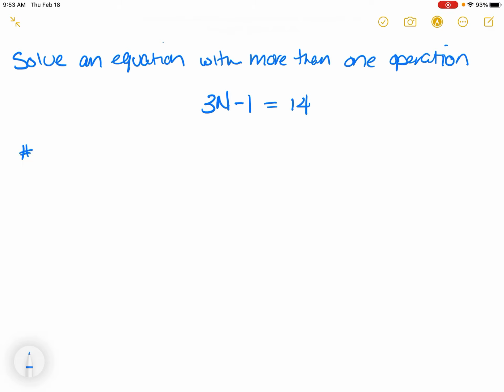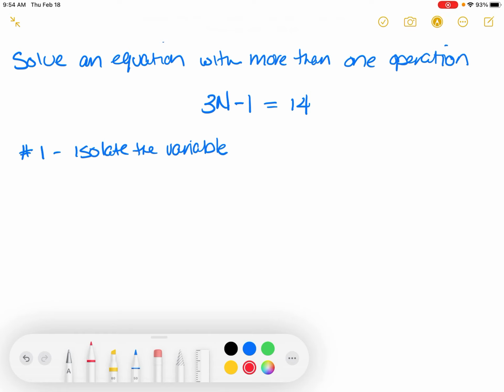So the first thing we're going to do is isolate the variable. So that still applies. In order to do that, I'm going to change my pen and talk about how we're going to do that. So I'll change this to red.